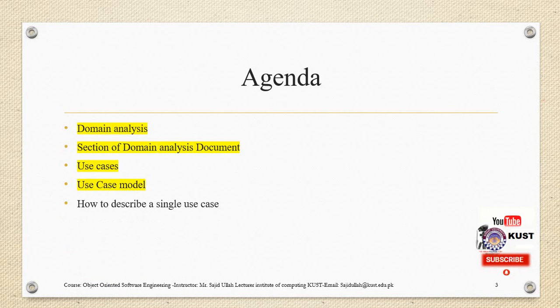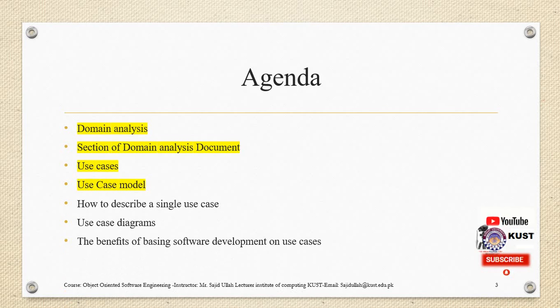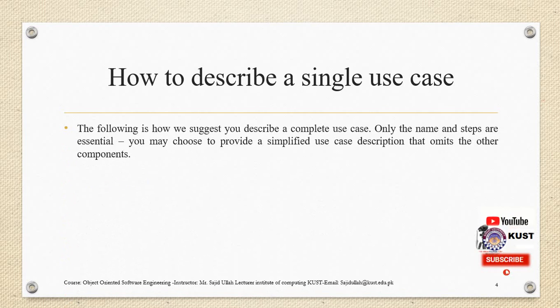Today we will study how to describe a single use case, use case diagrams, and the benefits of basing software development on use cases and scenarios. First is how to describe a single use case. There are different sections that can be used to describe a single use case in detail. However, the name and steps are essential. If you want to write a short version of a use case, then you can use just the name and steps and omit the other sections of the use case.